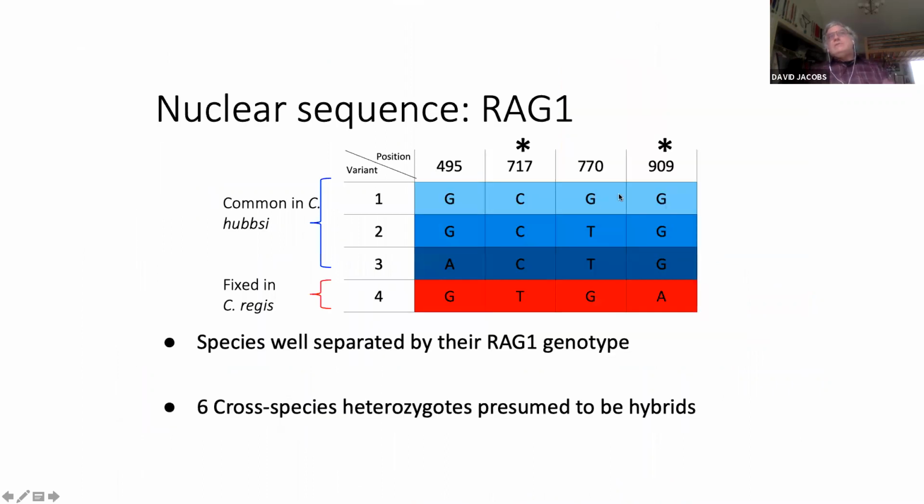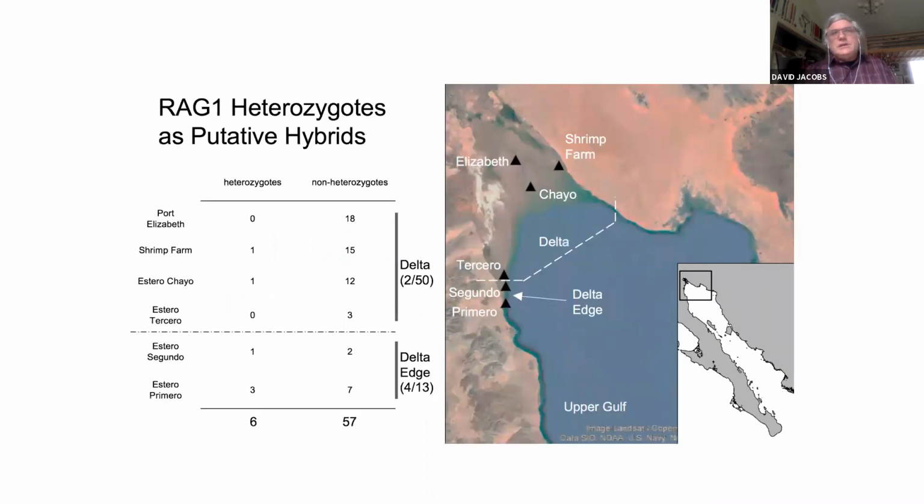And then Clive looked at some sequencing of nuclear sequences where we were able to identify heterozygotes that we presumed were hybrids. And so we found a number of situations where we could identify these hybrids in RAG1, a nuclear gene. And again, those tended to be concentrated at this Delta edge, but were not exclusive to it.